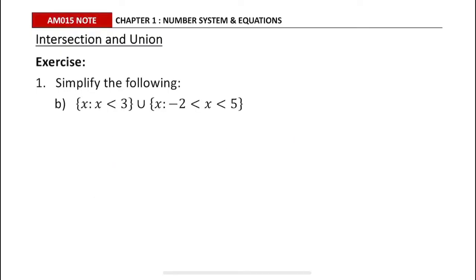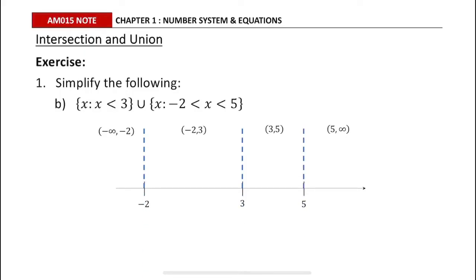The next question is the union of x less than 3 and x greater than negative 2 and less than 5. This time around, the question is in the form of set notation, so the answer must be in set notation too. So, as usual, draw the number line with all the endpoints in ascending order. These endpoints will divide the number line into 4 intervals. Then, draw the lines that represent each interval. This is for x less than 3, and this is for x greater than negative 2 and less than 5.